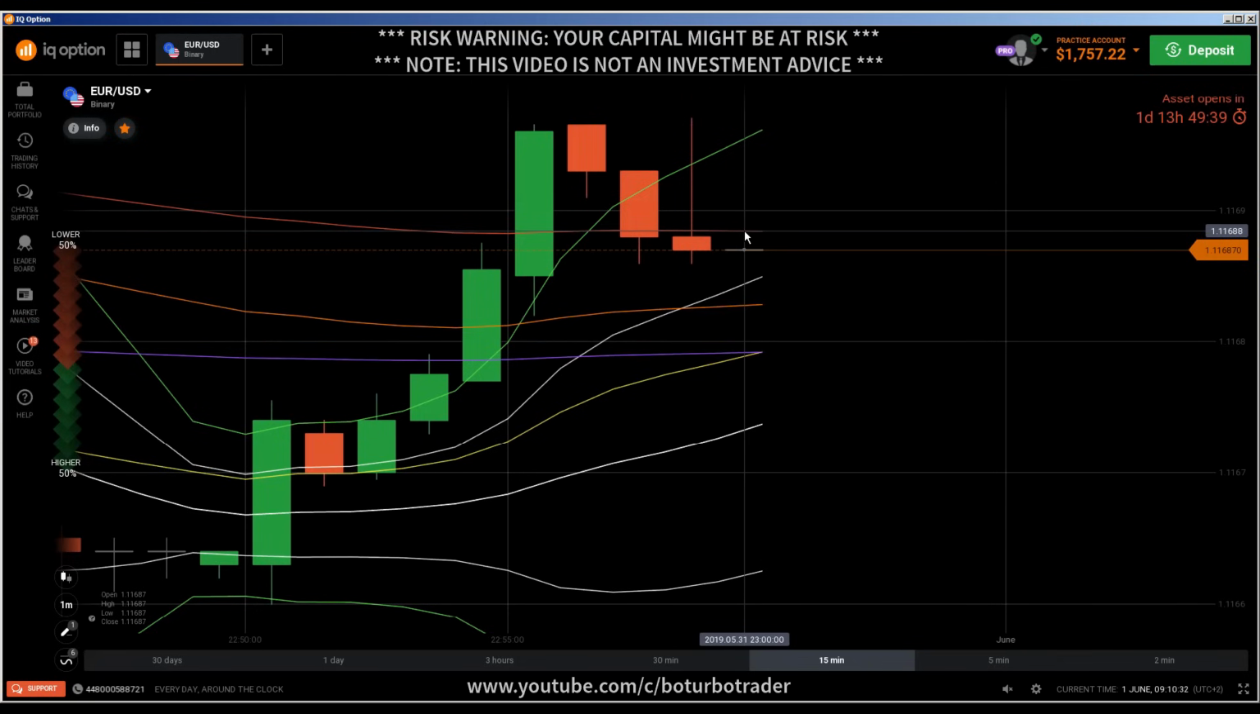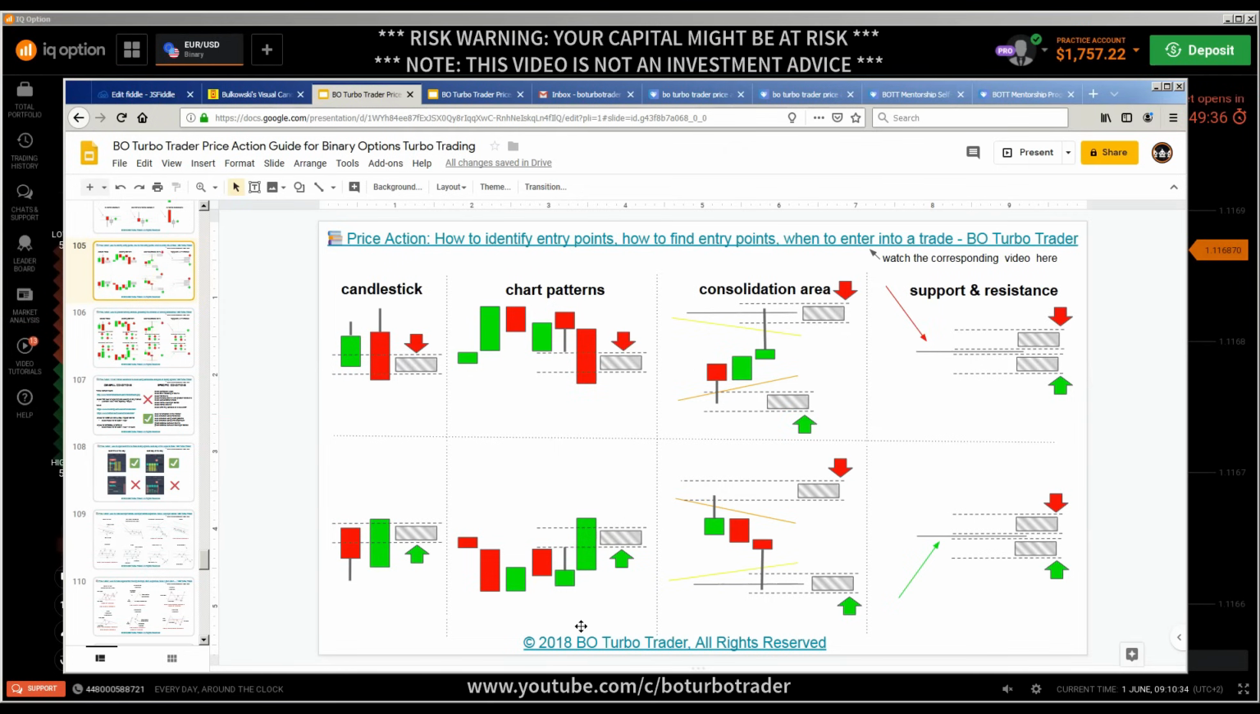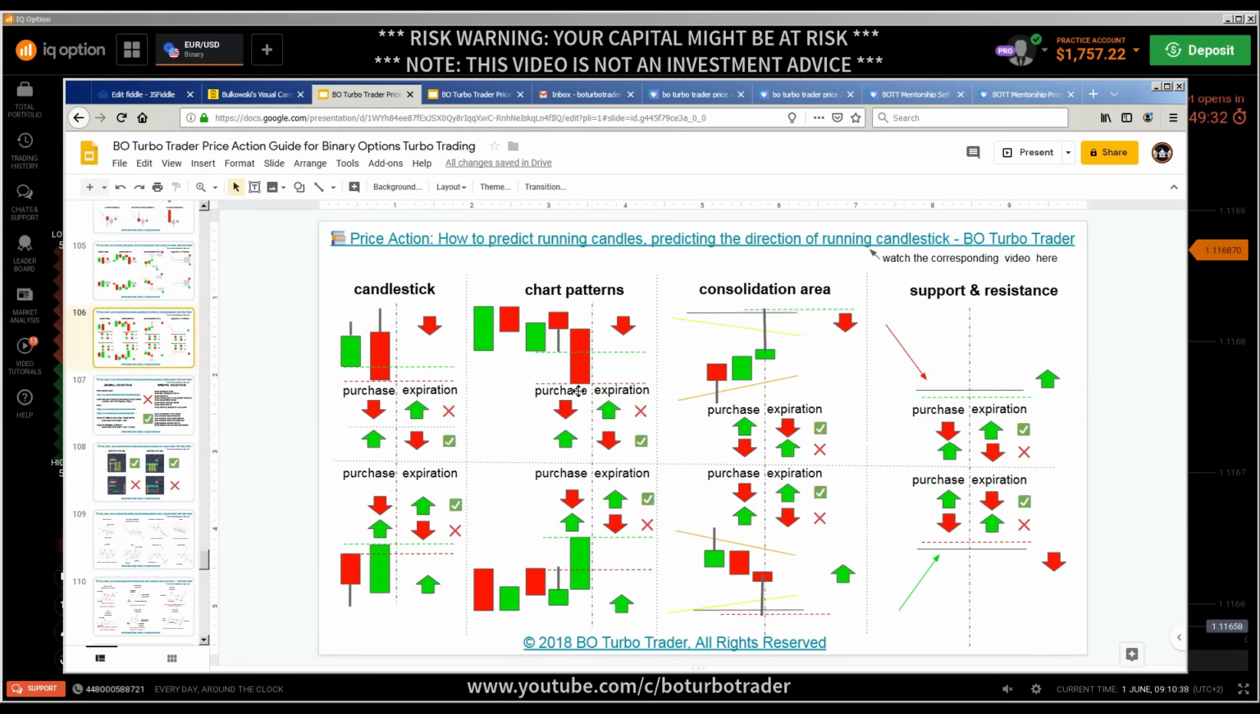Obviously, you also need some other concepts which I have explained. That's, for example, about the purchase time and the expiration time. In purchase time, you need the price to go up, and then in the next 30 seconds you have to see the candlestick going down again and going down in expiration time, and then you get this check here. That means yes, that's the right way to trade it.